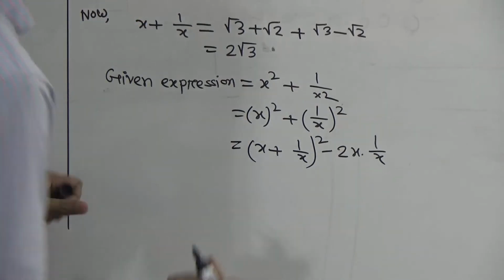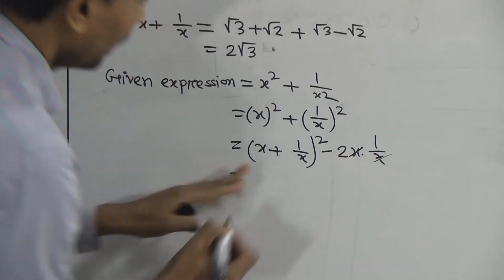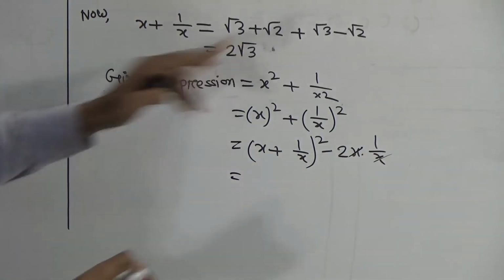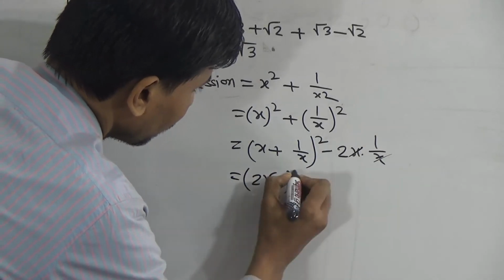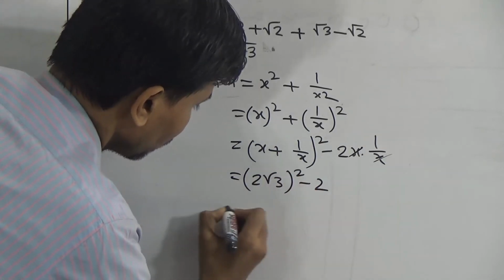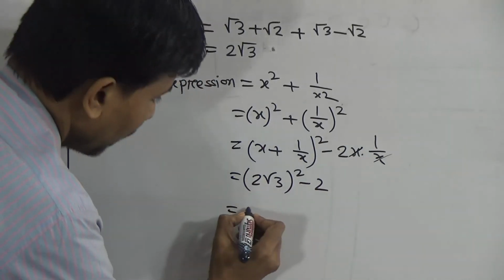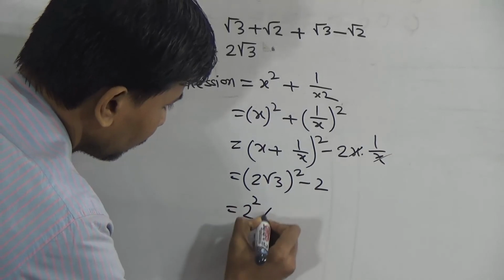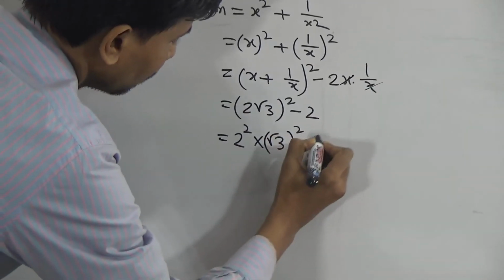Now come to the point. You see x and x vanish, then x plus 1 by x equal to what? 2 root 3. Put now whole square, then 2. Student, notice here carefully. 2 square then root 3 whole square minus 2.